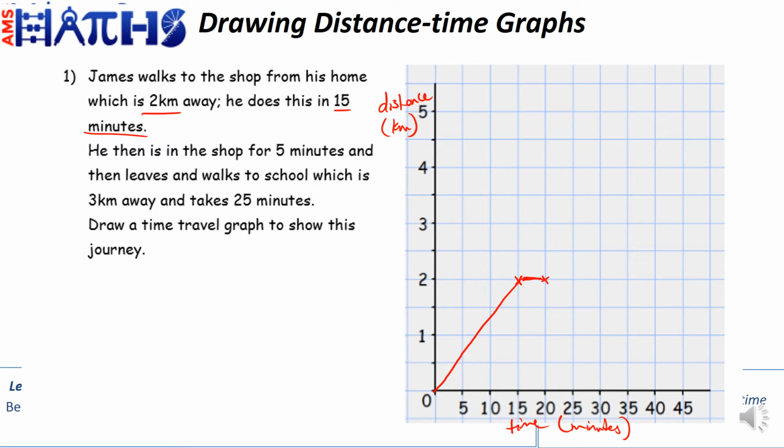So we are here, but then the school is 3 kilometers away from the shop, so that takes us up to 5 kilometers. So we'll connect these 2 points using a ruler. Of course, it should be a straight line, and that is how the distance time graph would look for James's journey.